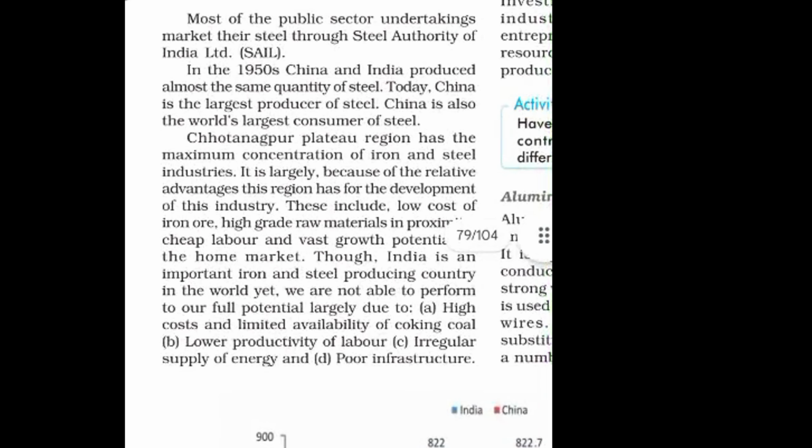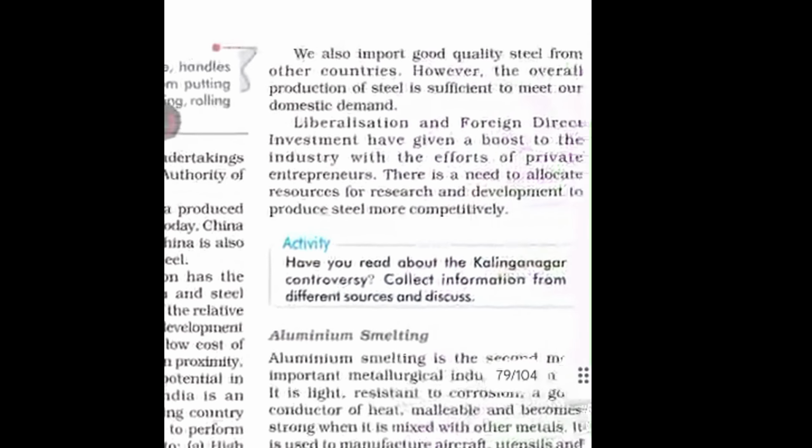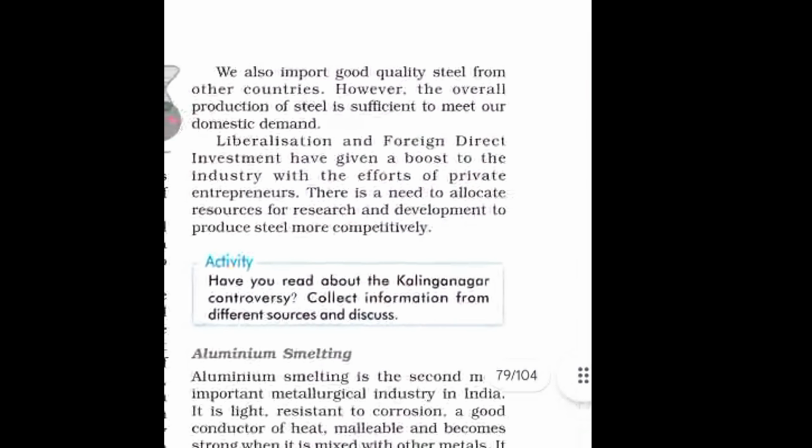Now, what are the challenges? High costs and limited availability of coking coal, low productivity of labor, irregular supply of energy, and poor infrastructure. However, the government is trying to go into collaboration in order to see to it that we have a well developed iron and steel infrastructure.